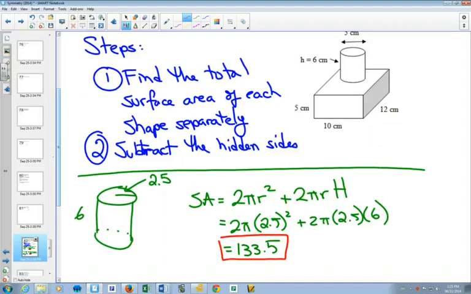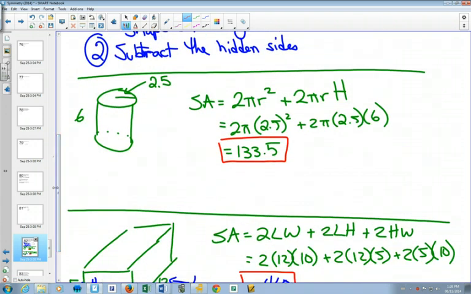Now remember when I did that with the Kleenex box and this gold cylinder? What's missing from the gold cylinder when I take them apart? I'd have to subtract a circle. And what's missing from the rectangular prism when I take off the cylinder? A circle as well. So on both of these, for step 2, we need to subtract a circle. So I'm going to write that here.